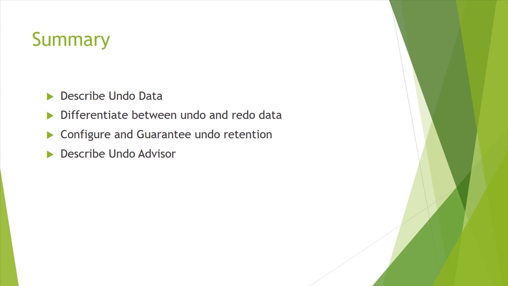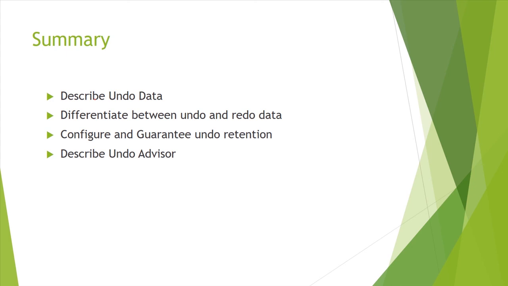And we differentiated between undo and redo data. Undo is how to undo a change, while redo is how to reproduce a change. Undo data is stored in undo segments, while redo data is stored in redo log files. Undo data is used for rollback operations, read consistency, and flashback technology, while redo data is used to roll forward the change in case you do, for example, database recovery, or in case there was a crash or instance recovery.